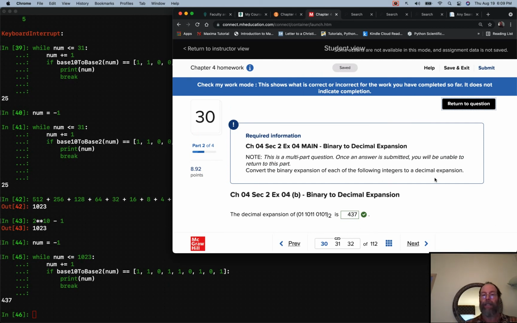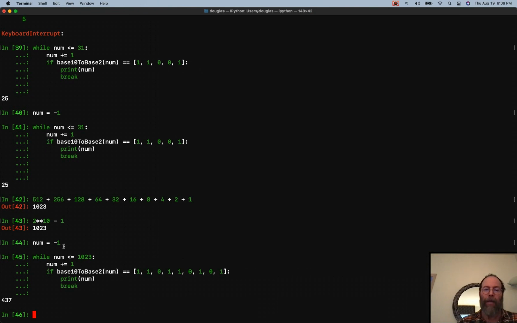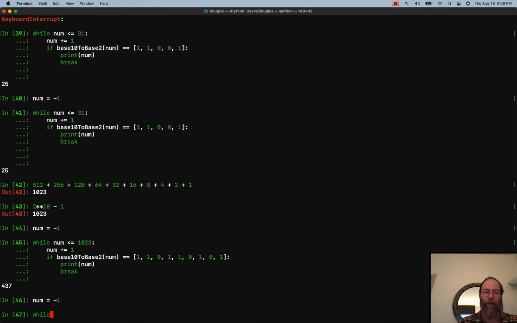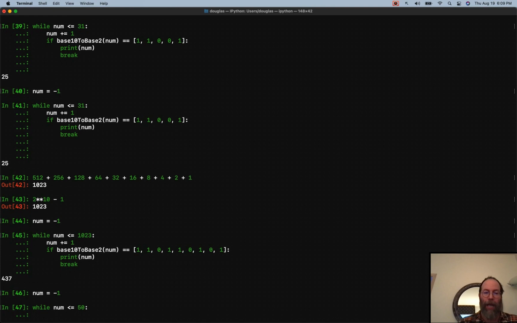So hopefully this gave you some idea of how to use Python to solve some of these problems. Remember what the while loop does. Let's do an easy example of a while loop in Python. Num is equal to -1. While num is less than or equal to 50, print, this is called an F string.